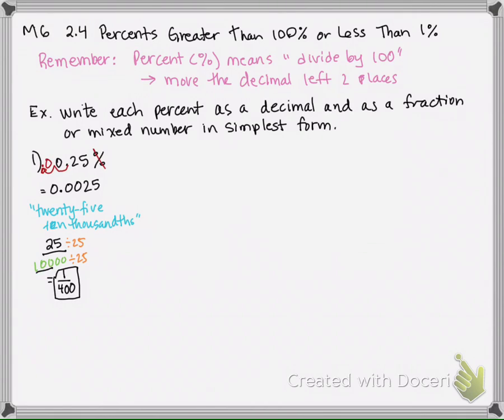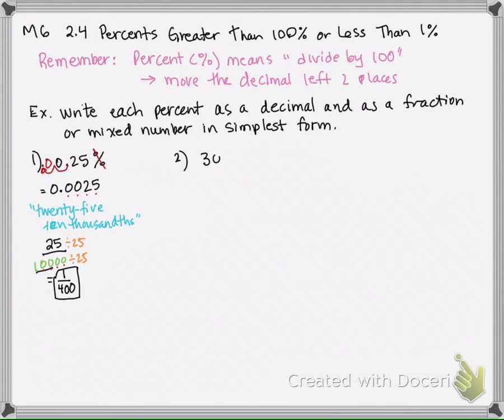Now, here's something else I want you to pay attention to. If you get confused, double check this way. I have 4 digits after the decimal point. My denominator also has 4 zeros. That means I did it right. Okay, let's do another one.